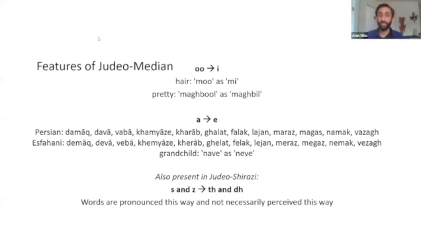In Judeo-Median, we have the U sound being expressed as an E sound. So hair in Judeo-Yazdi, for example, is mi instead of the Persian mu. The word in Judeo-Persian for pretty would be maqbul, which actually comes from Hebrew and Arabic. In Median it is maqbil. We also have the a sound becoming an e sound. I put 30 examples of that there. So damog, the word for nose, becomes demog. Dava becomes deva. Daba becomes veba, and so on. That's more of just an accent change. That exists in Judeo-Persian as well. That change made it over.